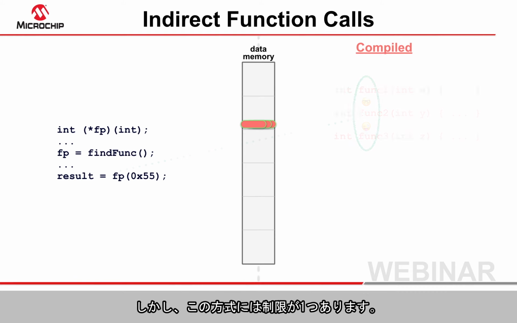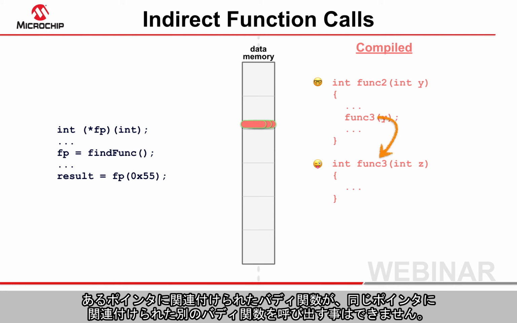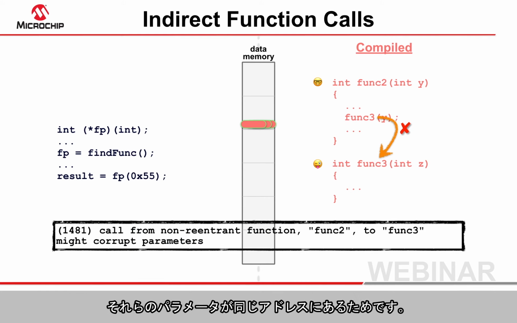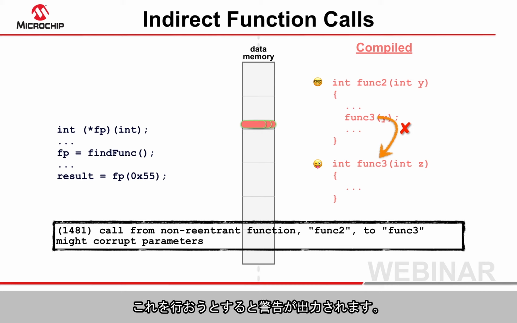There is, however, one limitation to this scheme. A buddy function associated with one pointer cannot call another buddy function associated with the same pointer, since their parameters are at the same addresses. A warning is produced if you attempt to do this.